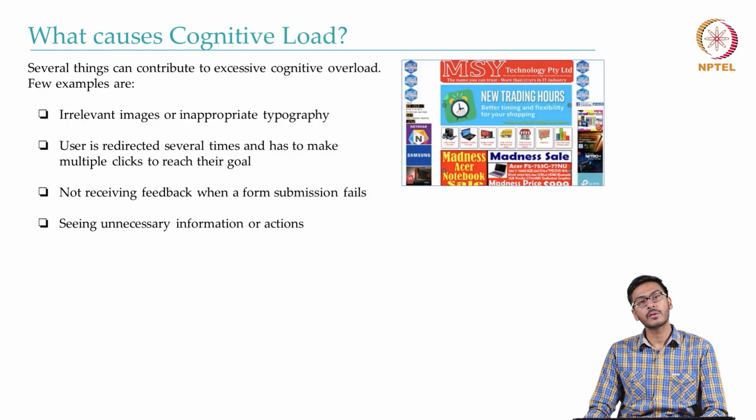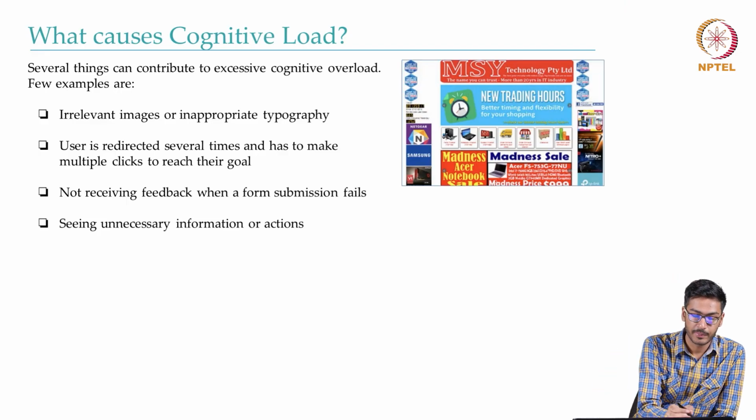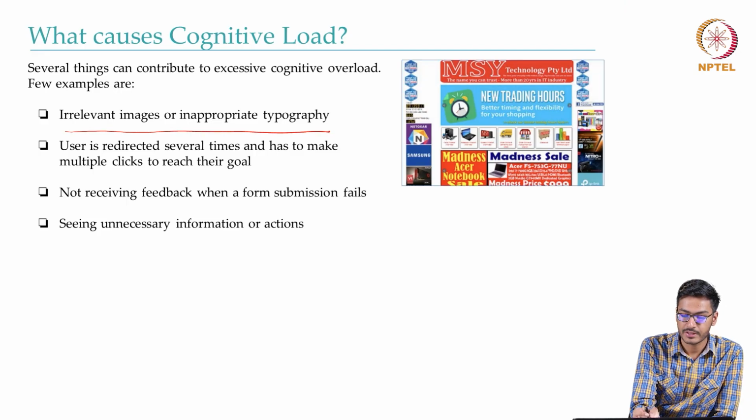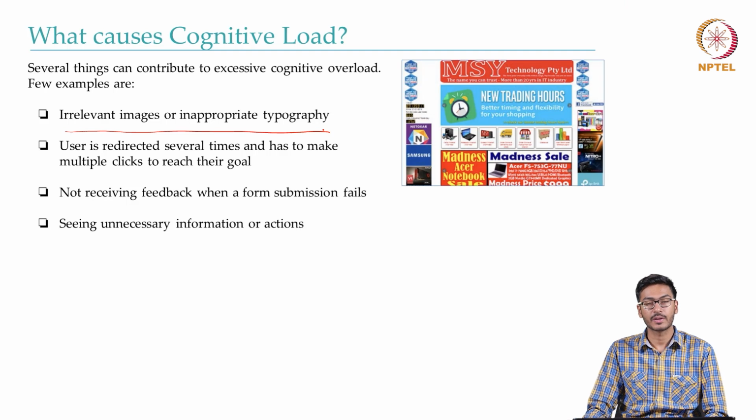Now, after we've learned about cognitive load, we need to see what actually causes cognitive load. Well, several things can contribute to excessive cognitive overload. These may include inappropriate typography or irrelevant images. The user is directed several times and has to make multiple clicks to reach their goal. Basically, multiple clicks for the same small thing to be achieved.